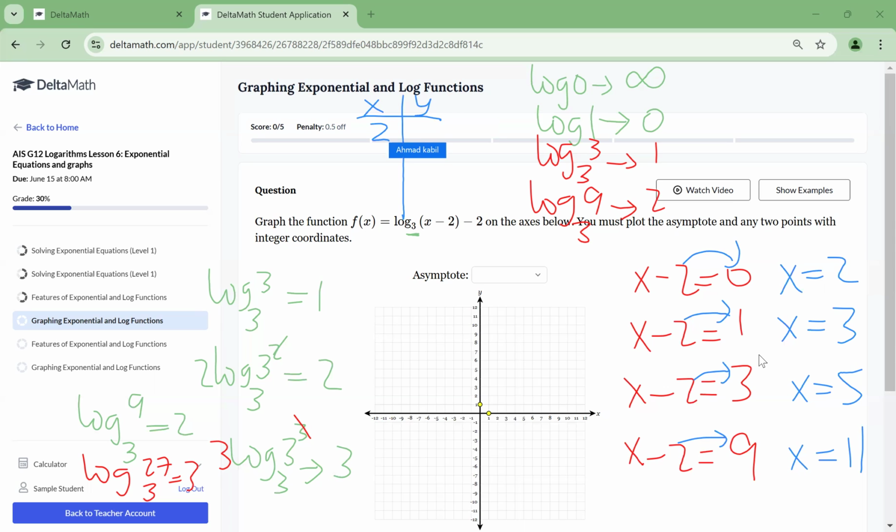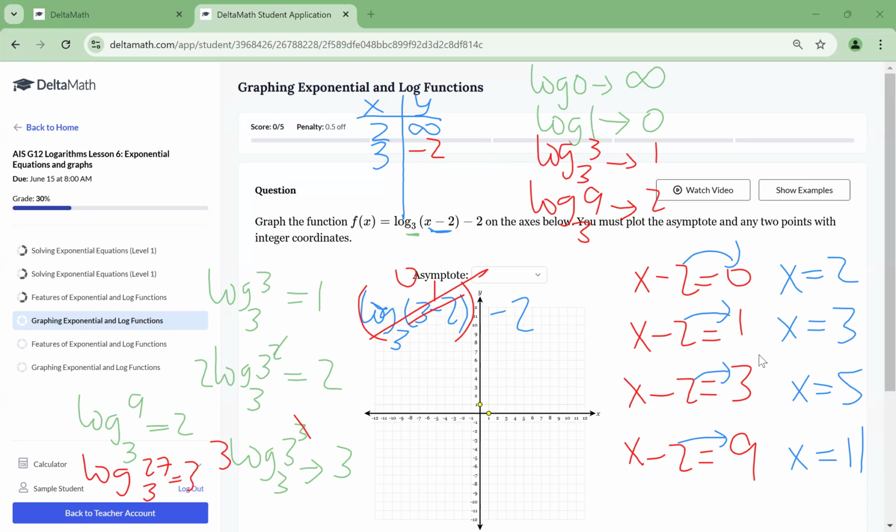For 2, we get 2 minus 2, which is 0, so y becomes infinity. For 3, we get log base 3, 3 minus 2, minus 2. So 3 minus 2 is 1, and log 1 is 0. So all of this here is 0. 0 minus 2 gives us negative 2.